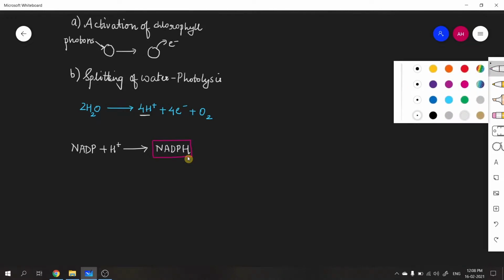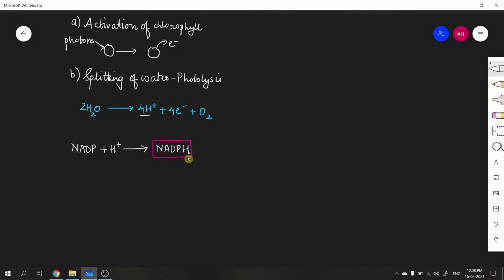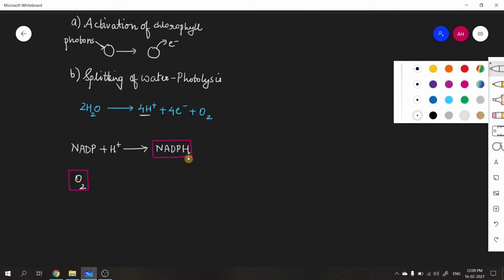Then let's write down the next step. Oxygen is released as molecular oxygen. So I'm going to write it as it is. This is molecular oxygen. This is another product of light dependent phase.